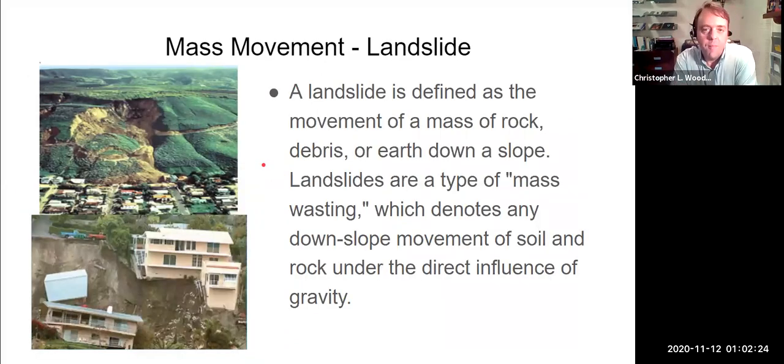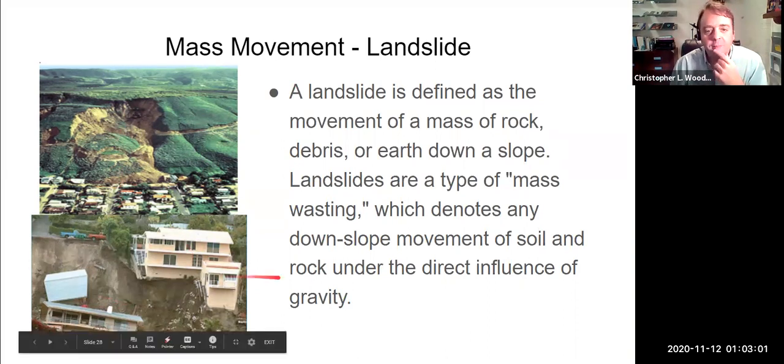All right, last one as far as erosion. Mass movements. In mass movements, we're really talking about things like landslides. Either they're fast or they're slow. So a landslide in general is defined as the mass movement of rock, debris, whatever, coming down a slope due to gravity. Landslides are a type of mass wasting, which is anything that rolls downhill in large quantities. So you can see in this picture, this really quick event, a landslide, it just pours straight down. And of course, over here, we see the houses dropping.